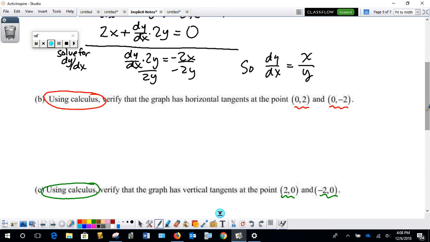All right, so now using calculus, I want to verify that I have horizontal tangents at the points (0, 2) and (0, negative 2). So I initially look at this and I go, hey, you're going to write this on your paper. This is part of the problem. Horizontal tangents occur when dy/dx equals 0 over non-zero. Okay? You want to write that on your paper. Sometimes that's worth a point. So we write that on the paper.